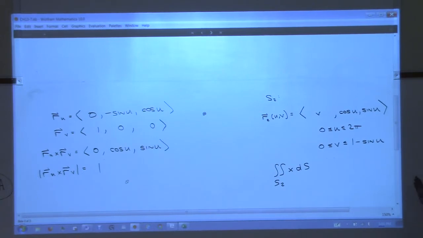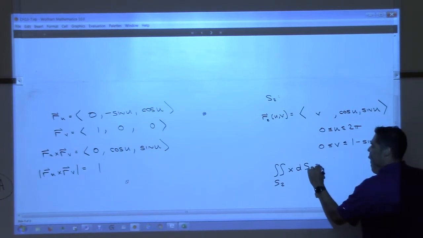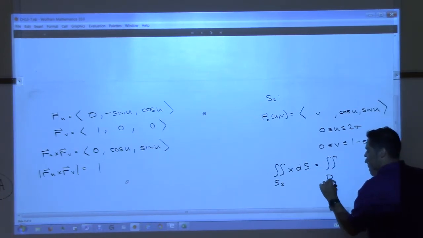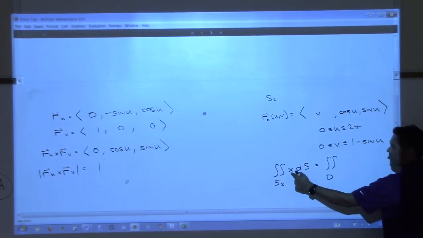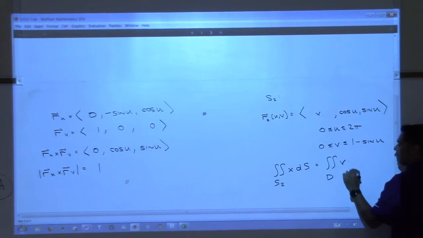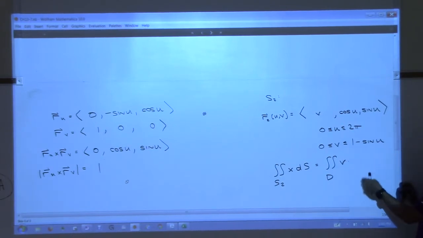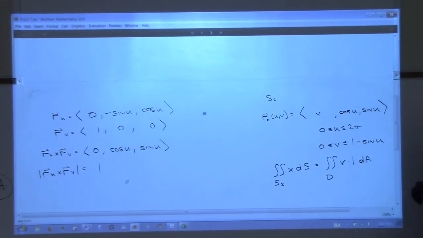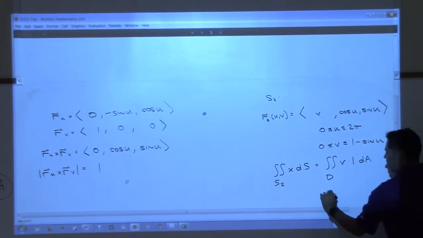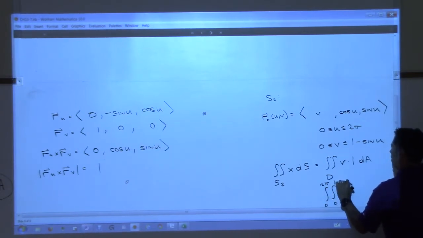Okay, so now coming back to this, this is now going to be the double integral over the domain D, which are restrictions on u and v. That's this stuff. And then X, which we said was v, times the magnitude of the cross product of the partials, which we said was 1, dA. And I don't mind that at all. Integral, let's go 0 to 2 pi, 0 to 1 minus sine of u.